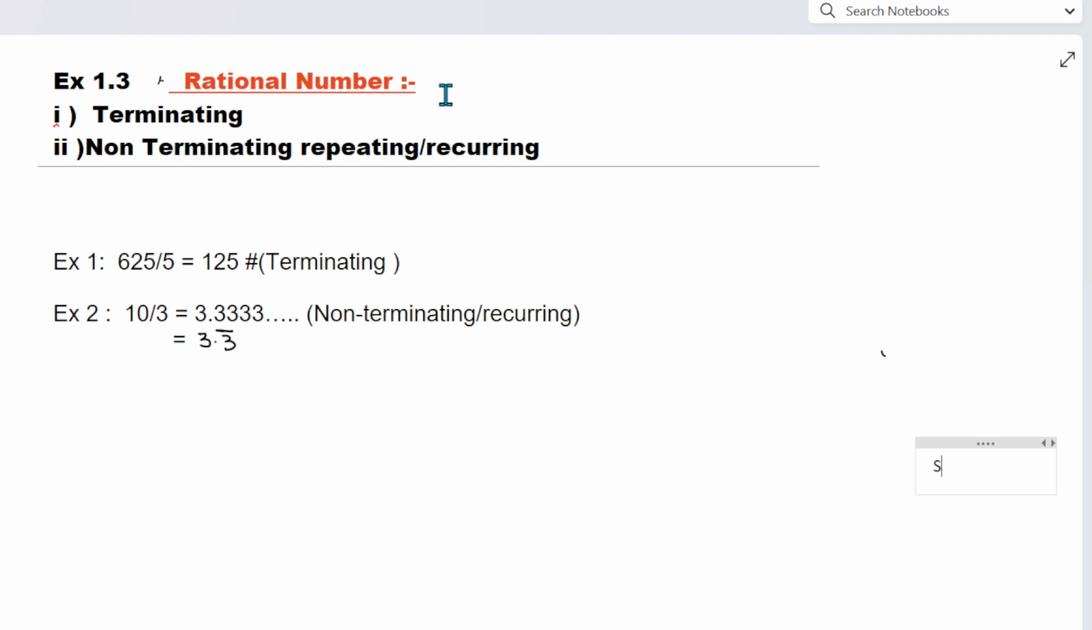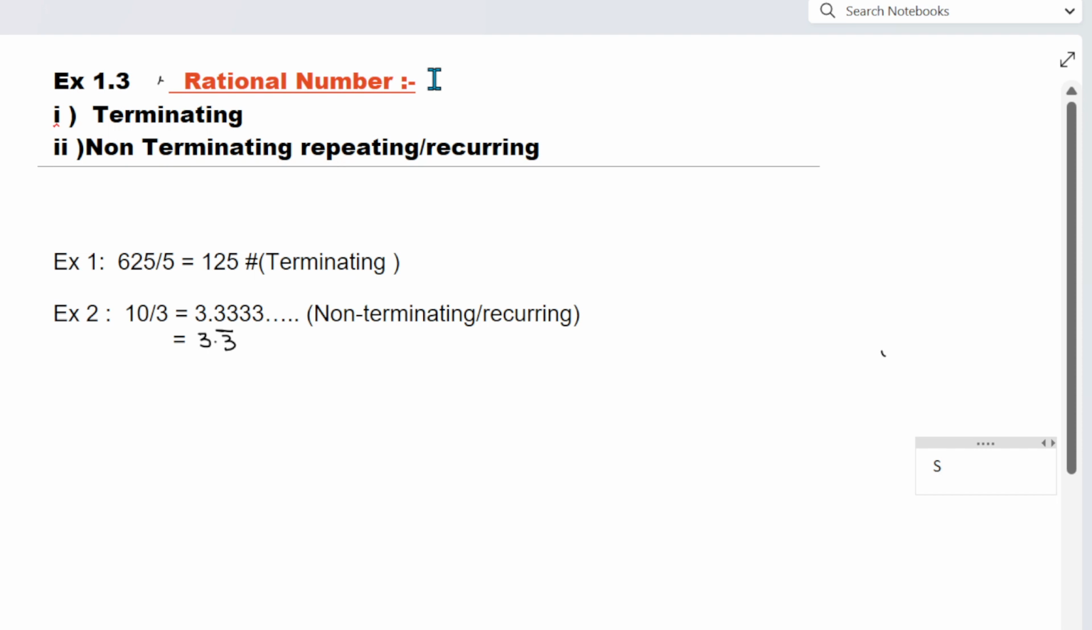So today I'm going to do exercise 1.3. We are doing chapter 1, number system. We have already finished exercise 1.1 and 1.2, and if you have not watched them, please go back to the playlist and watch them first. Also, you can click on the I button for the other exercises. So let's start. Today our topic is rational number.